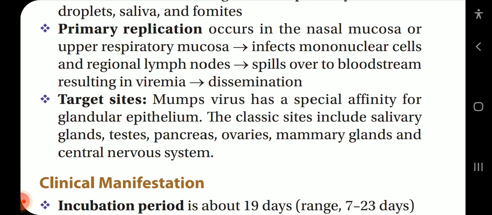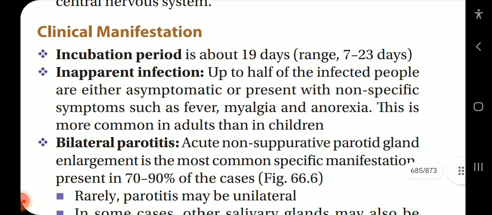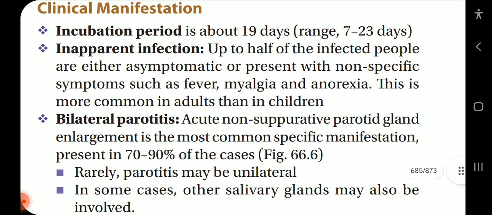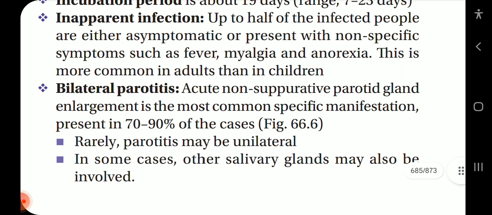Target sites. Mumps virus has a special affinity for glandular epithelium. The classical sites include salivary gland, testes, pancreas, ovary, mammary gland and central nervous system. Clinical manifestation. Incubation period is about 19 days, ranging 7 to 23 days. In inapparent infection, up to half of the infected people are either asymptomatic or present with non-specific symptoms such as fever, myalgia and anorexia. This is more common in adults than in children.